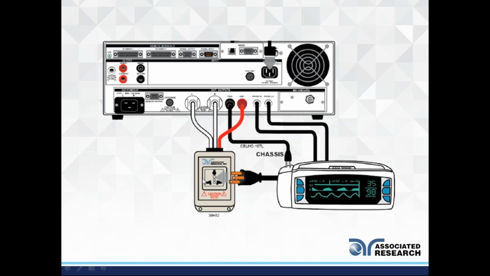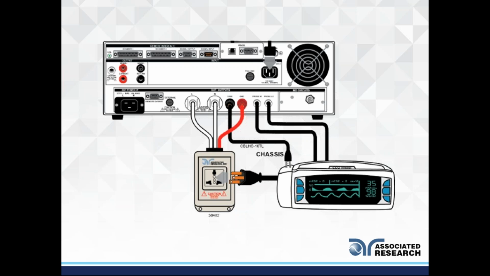Now this adapter box has access to line, neutral, and ground. So on top of providing input power, we also have access to those lines so we can simulate, or not simulate, but actually provide those fault conditions. We'll open neutral, we'll open ground, we'll reverse polarity through our instrument, and those fault conditions can be achieved.